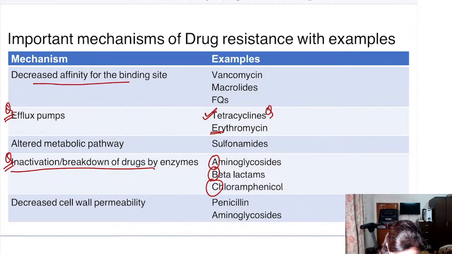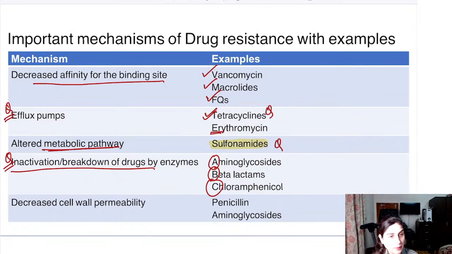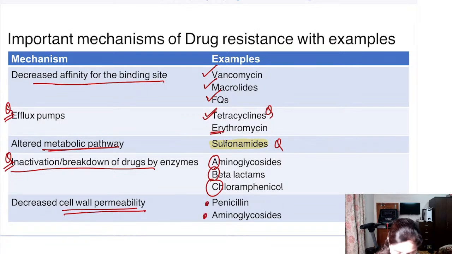Then decreased affinity for the binding site. It has been seen with mostly vancomycin, macrolides, fluoroquinolones. Okay? Altered metabolic pathway is with one drug, that is your sulfonamides. And decrease in the cell wall permeability is seen with penicillins and aminoglycosides.